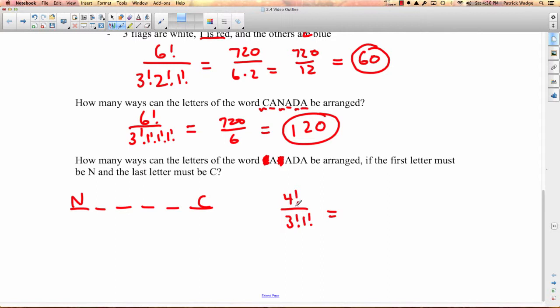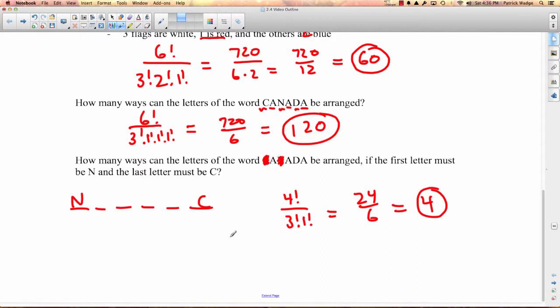4 factorial, that's 4 times 3 times 2, which is 24. And 3 factorial is 3 times 2 times 1, which is 6. 24 divided by 6 is 4. Wow, there's only 4 ways you could arrange those letters.